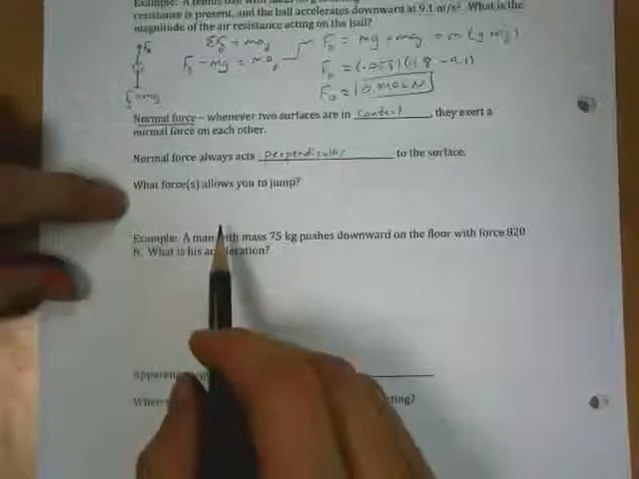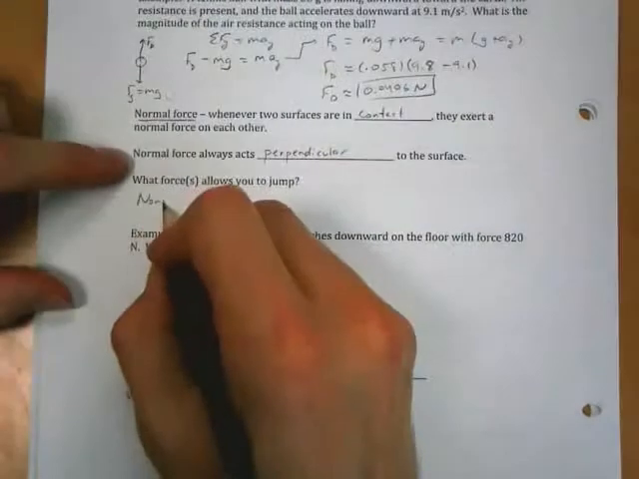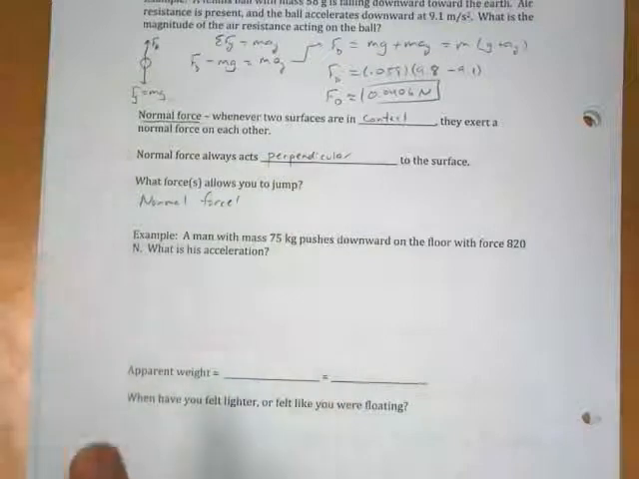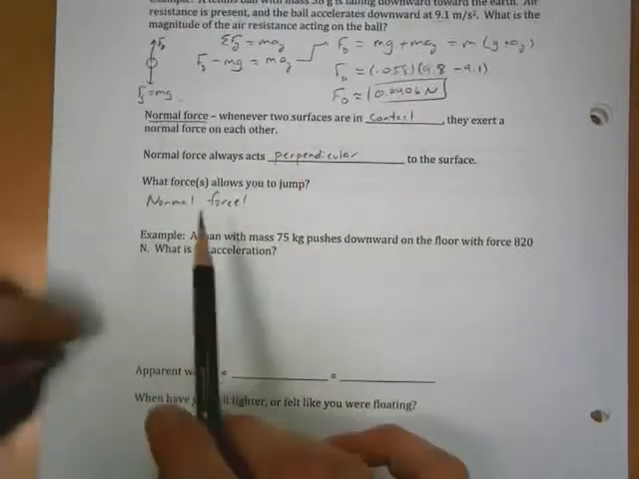So what force allows you to jump? Well, that is the normal force. You exert a downward normal force on the ground with your feet, and then, according to Newton's third law, the ground exerts an upward normal force on you, and that is what enables you to jump upward, and gravitational force is working against that.